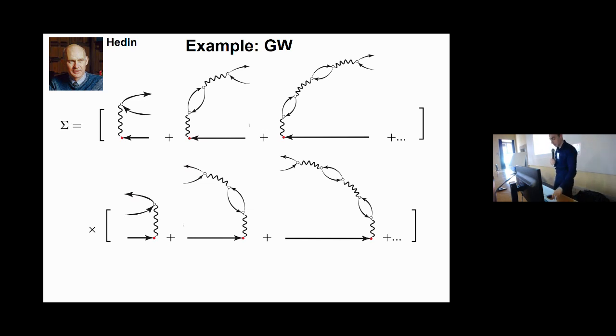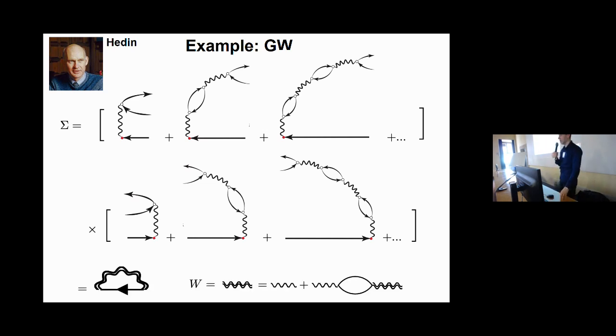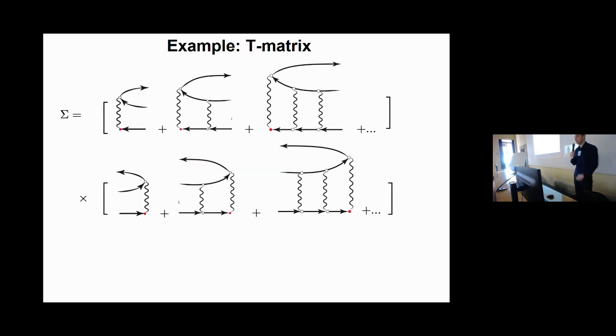You sum all the bubbles, and the sum of all the bubbles is called W. Another example is the T matrix. This is relevant for other types of problems, for instance when you want to study excited semiconductors hosting excitons. This is an example of application.